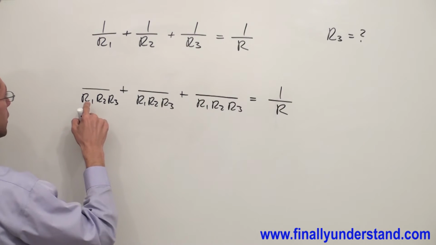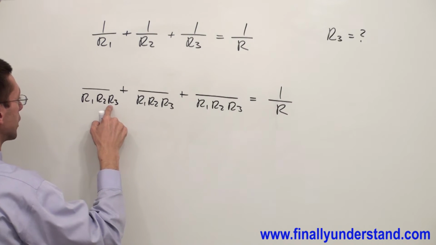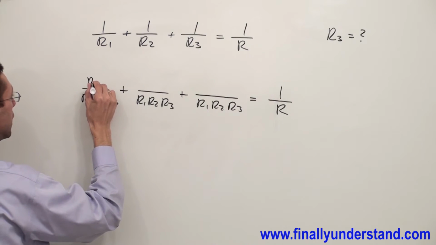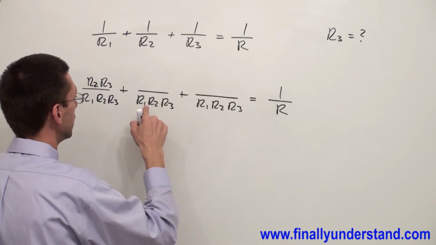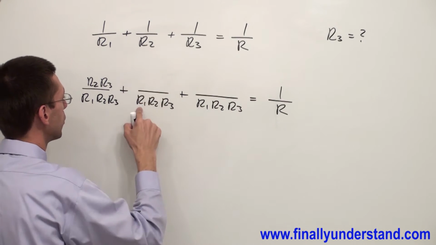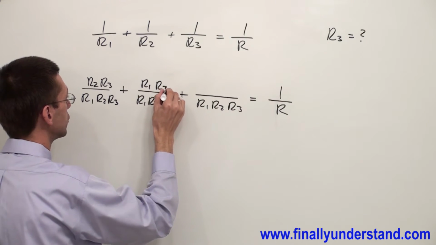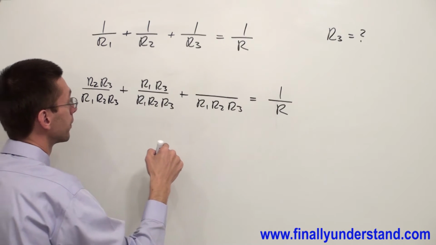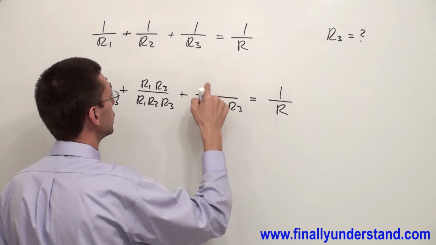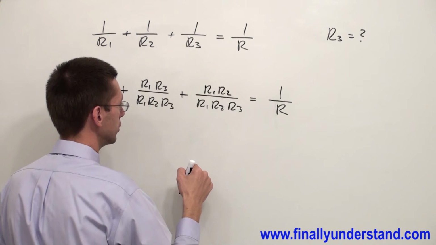Now, I multiply the denominator of the first fraction, R1, by R2 R3. Whatever I did in the denominator, I have to do also in the numerator. 1 times R2 R3 is R2 R3. The second fraction had R2 in the denominator. I multiply that denominator by R1 R3. Whatever I did in the denominator, I have to also do in the numerator. So I'm going to have R1 R3, because R1 R3 times 1 is R1 R3. The third denominator, I multiply by R1 R2. R1 times R2 times 1 is R1 R2. Remember, whatever I did in the denominator, I have to do also in the numerator.